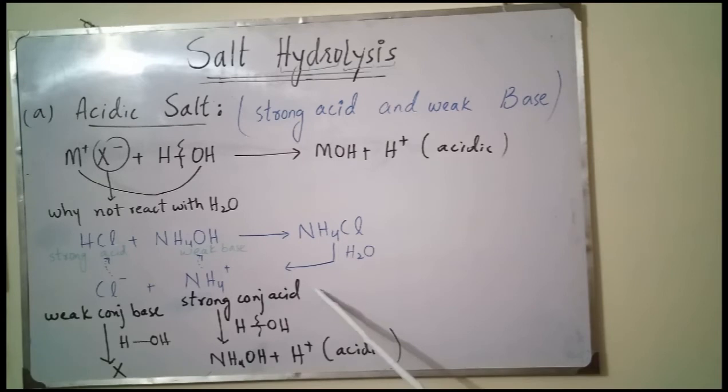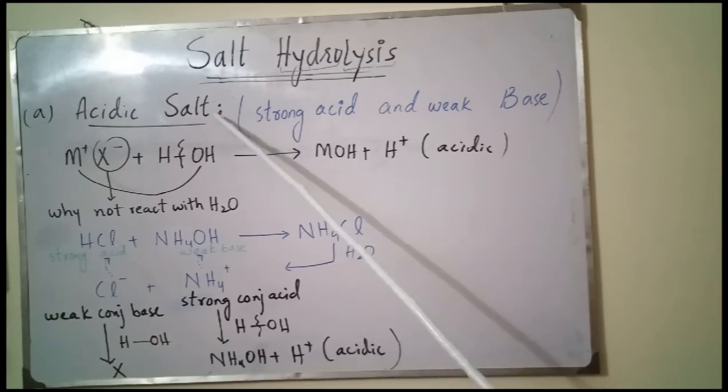So this strong conjugate acid, when it reacts with water, will gain the OH ion from the water because this is the acid, and it will gain the OH ion from the water and result in the breakdown of the HOH bond, and H positive ions are released during this reaction, making the solution acidic. That is why these salts are called acidic salts.